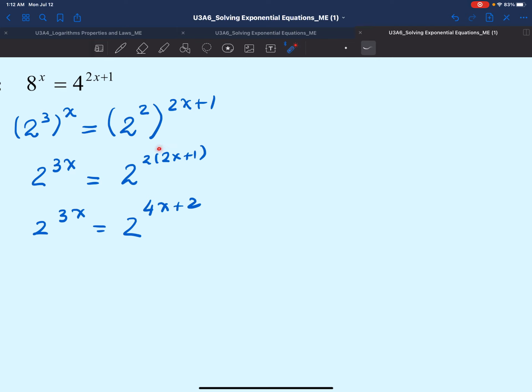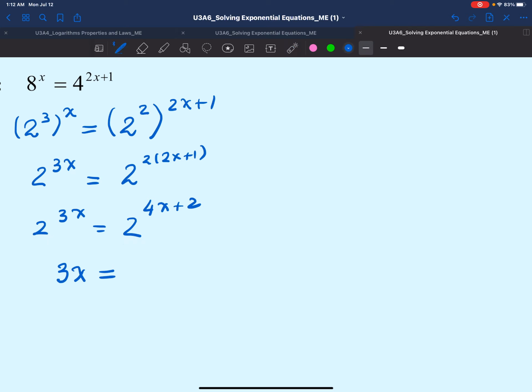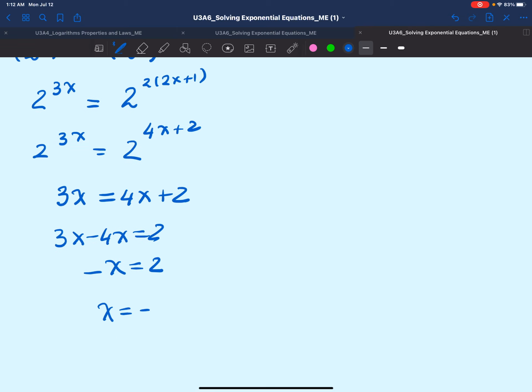Don't forget that here we're multiplying an exponent in binomial form by an exponent in monomial form, so we have to multiply each term in the binomial. And now that we have two exponential numbers equal to each other with same bases, we'll say that their exponents must be equal. So 3x equals 4x plus 2. 3x minus 4x equals 2. Negative x equals 2. Which means that x equals negative 2. x equals negative 2 is the solution to this equation.